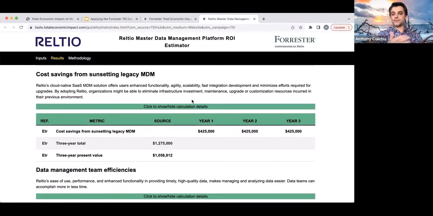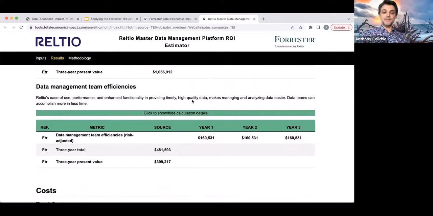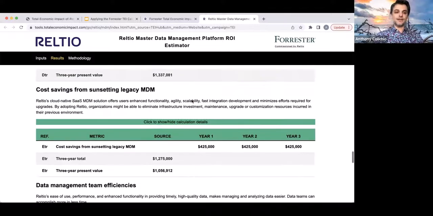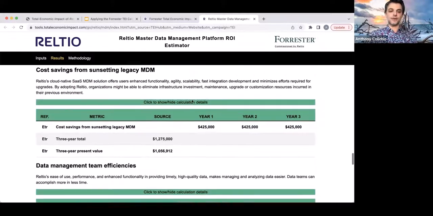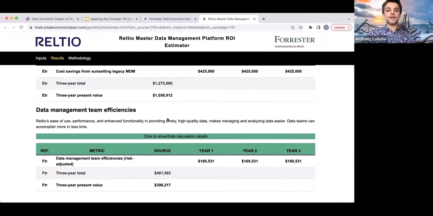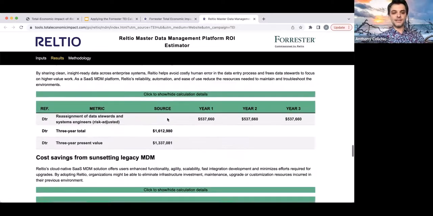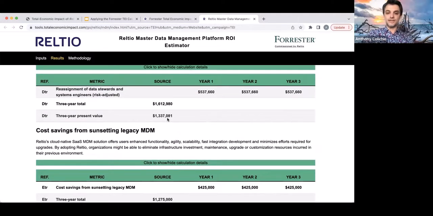Cost savings for getting rid of other systems. That's a very popular and easy one to understand. We got Reltio, we don't need that other thing. We save money. Great. Let's throw a party. Data management team efficiencies. This is one. FTR and DTR are really tied together. So FTR is all about the efficiency. I would say DTR is more about the innovation quotient, although it doesn't quantify the value of that innovation that we're delivering as technologists.